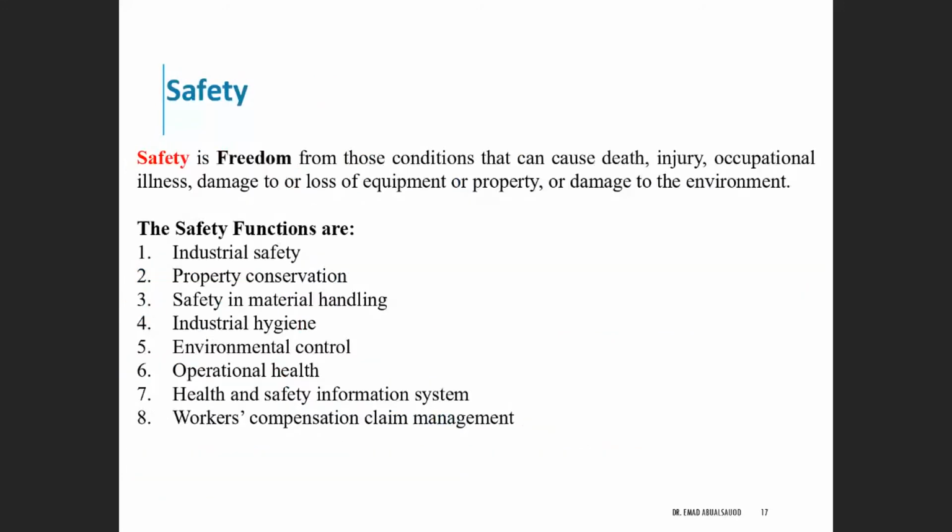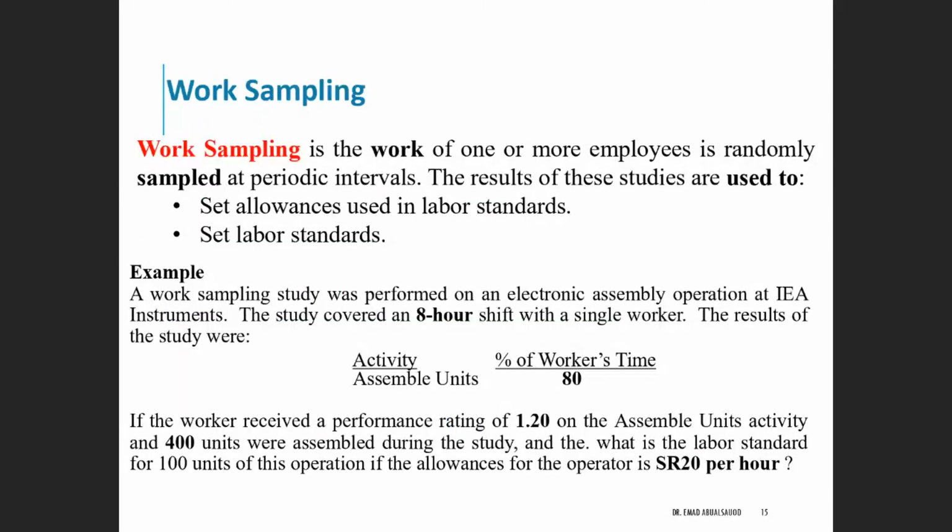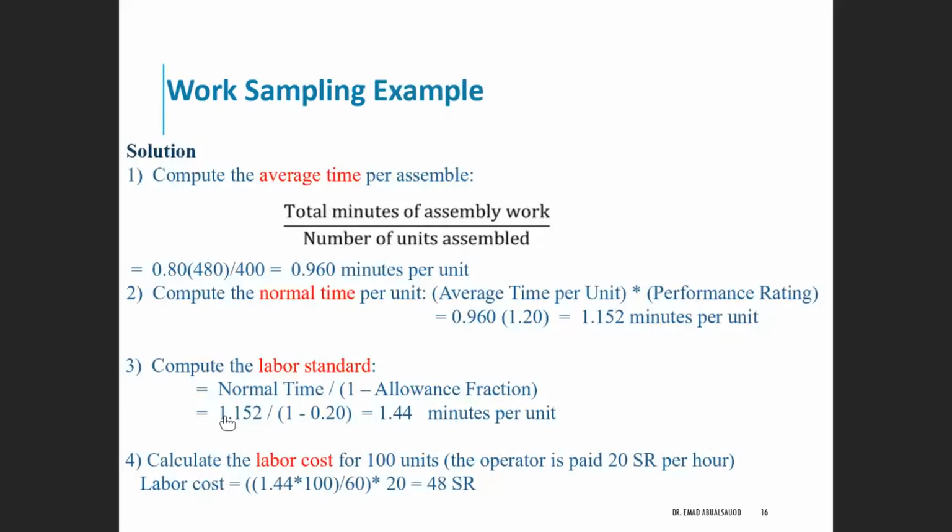I believe, yes, the allowance time is given in the table, but the table here was not showing. It's a picture, so I believe it was hidden during the adjustment of the format. It will be updated in the slide. So the allowance time is given in the table as 20%, and we already found the normal time in the previous step, to find the labor standard, which is 1.44.